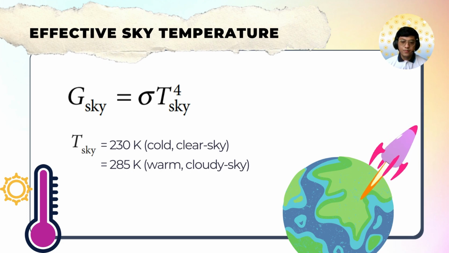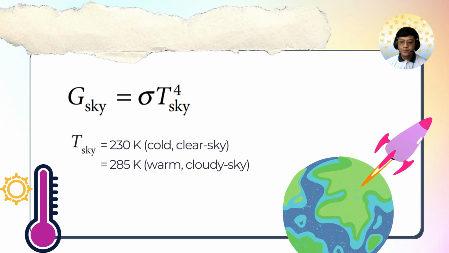The fictitious temperature is called the effective sky temperature, or T sub sky. Then the radiation emission from the atmosphere to the Earth's surface is expressed as G sub sky is equal to the Stefan-Boltzmann constant times T sub sky raised to the fourth power. The value of the effective sky temperature depends on the atmospheric conditions. It ranges from about 230 Kelvin for cold, clear sky conditions to about 285 Kelvin for warm, cloudy sky conditions. Note that the effective sky temperature does not deviate much from the room temperature.